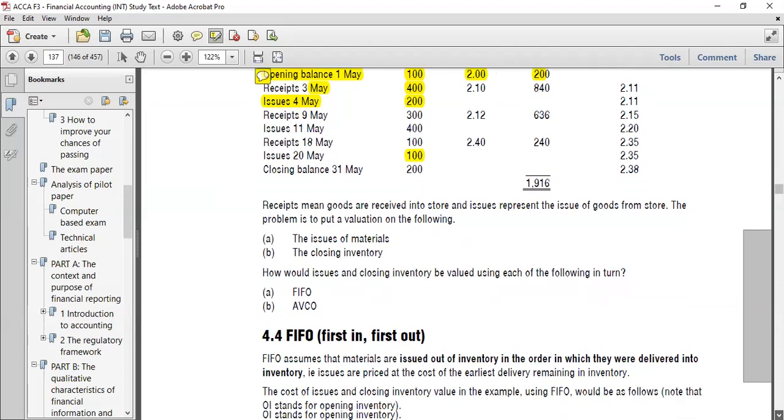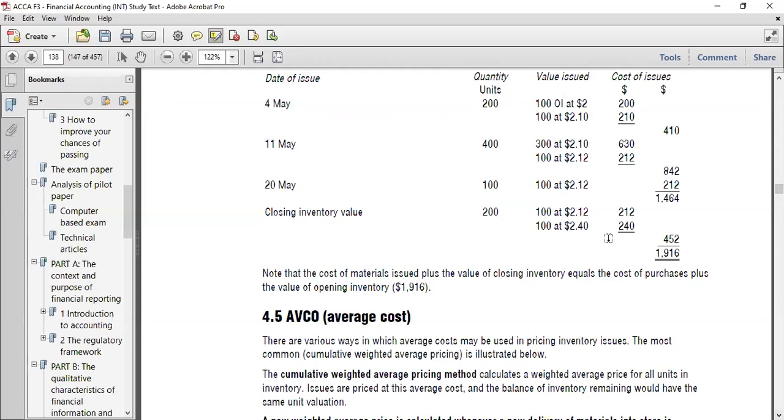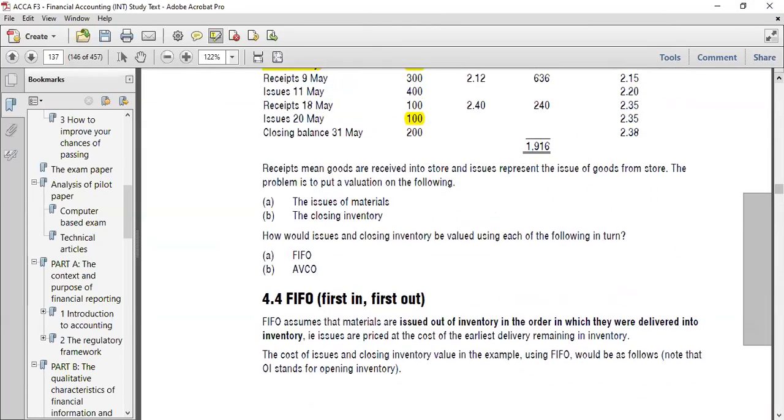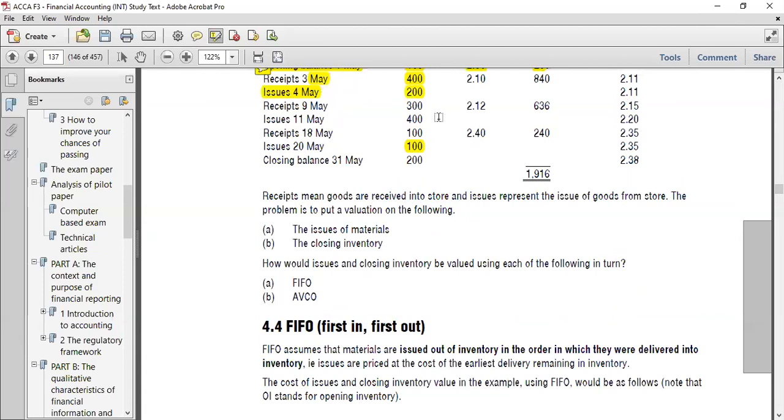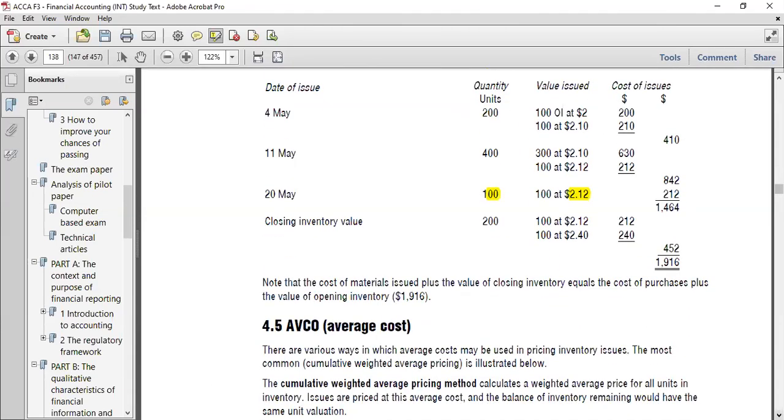When you come here, you'll be able to see something very similar. So this 100 is now valued at 2.12, the other inventory that is remaining. As you can see, despite the fact that we issued on 20th May after we had bought this inventory valued at 2.4, we didn't issue out this. We issued starting from what we had remained with, and that is how the principle of FIFO works. So I hope you're able to pick the message.